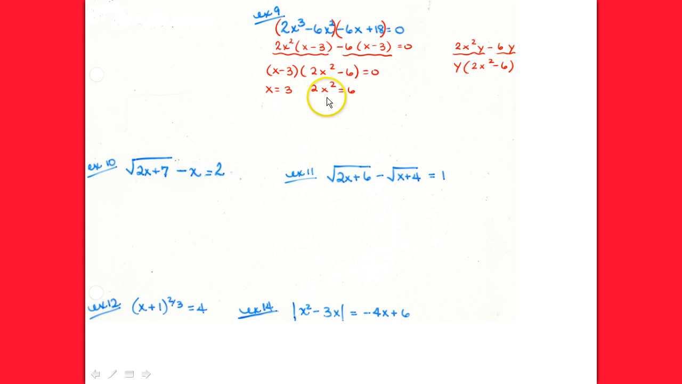2x squared equals 6. How do I get x by itself? All right, let's divide both sides by 2, and then what? How do we get rid of that square? Square root of both sides, right. And let's insert a plus or minus when we put in that square root. So that's our factoring by grouping.